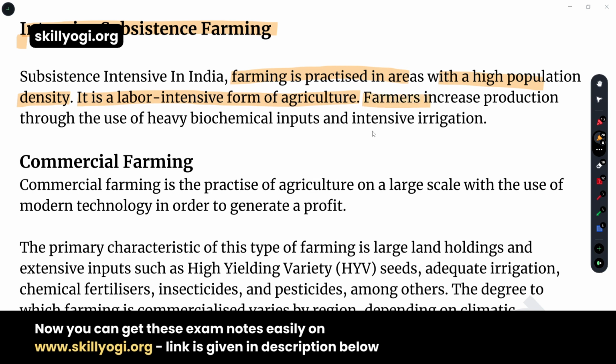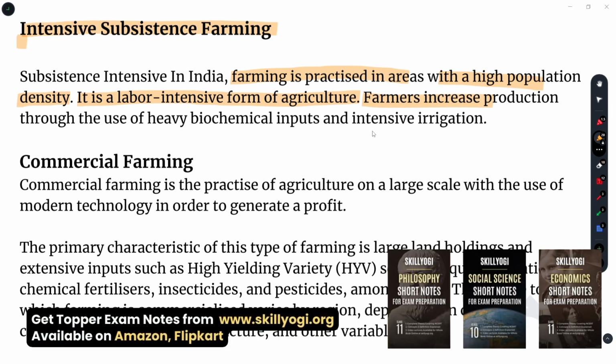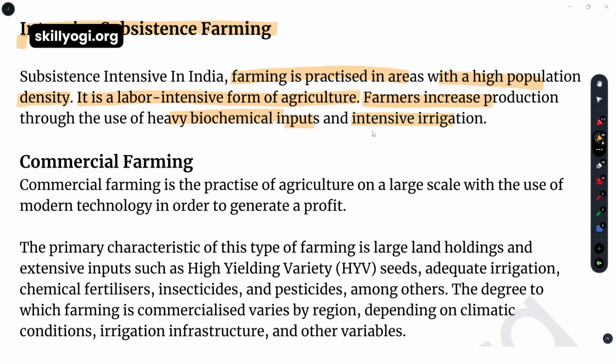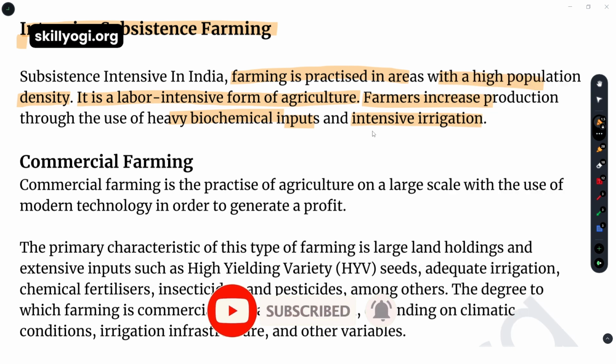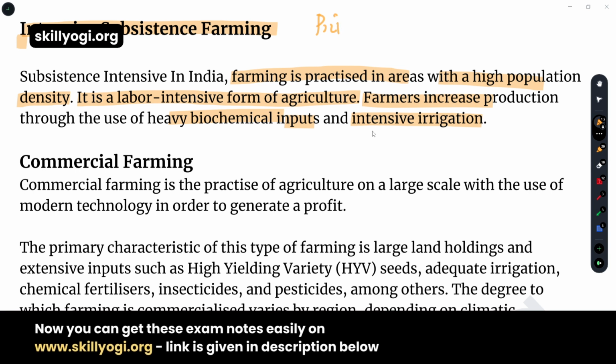Farmers increase production through the use of heavy biochemical inputs like HYV seeds, you can see, and intensive irrigation. So we can observe different parts from the primitive subsistence farming. Now if we make the comparison between the two, we can get a lot of points. In primitive, if I am writing over here, what have we got?